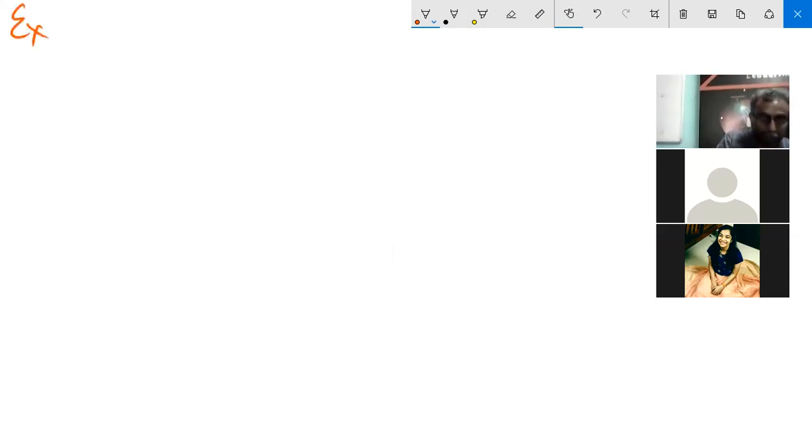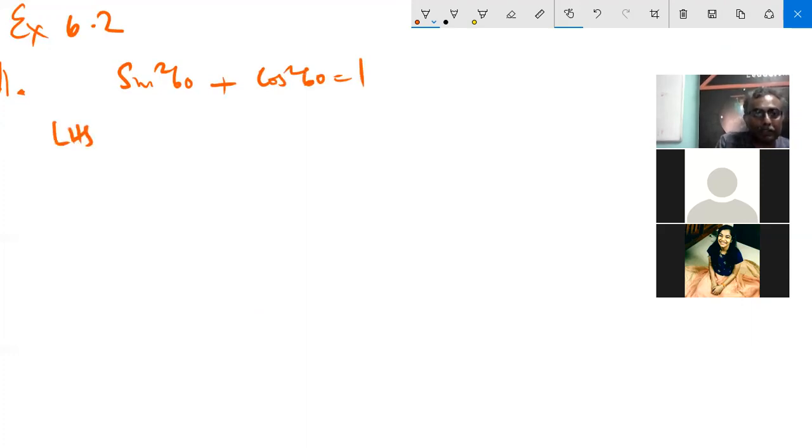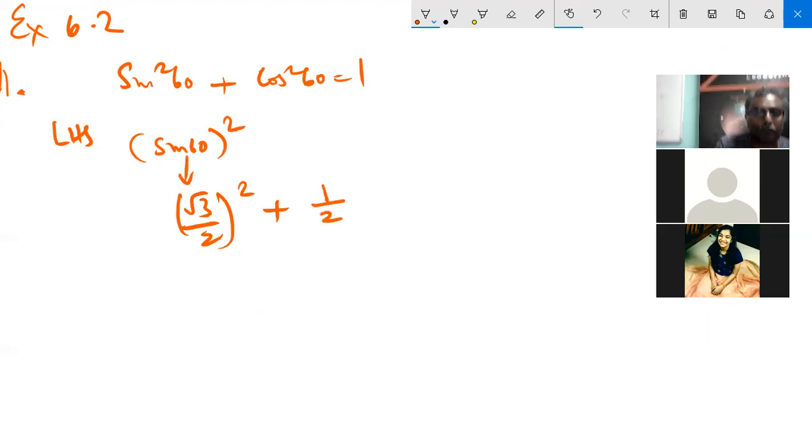Exercise 6.2. Okay, sum number 1. Verify the following equalities. Sin squared 60 plus cos squared 60 equal to 1. Okay, now you'll have to start with LHS. How much is sin 60? Root 3 by 2, the whole square, plus cos squared 60 is equal to half squared. Okay. Now root 3 into root 3, how much?